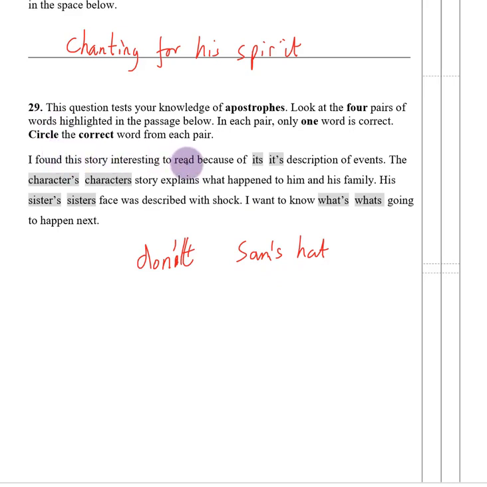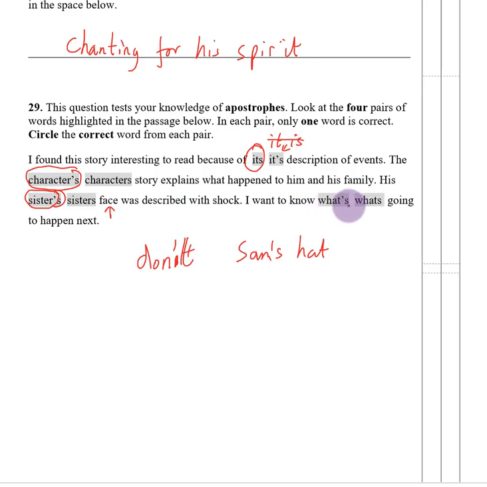I found this story interesting to read because of its description of events. If we had it is, which is what this would be without the apostrophe, because of it is description of events, that doesn't make any sense. So it has to be its. The character's story. This shows that the story belongs to the character, so we need the apostrophe for possession. Explains what happened to him and his family. His sister's face. So the face belongs to the sister, which shows possession, which is why we need the apostrophe there. Was described with shock.